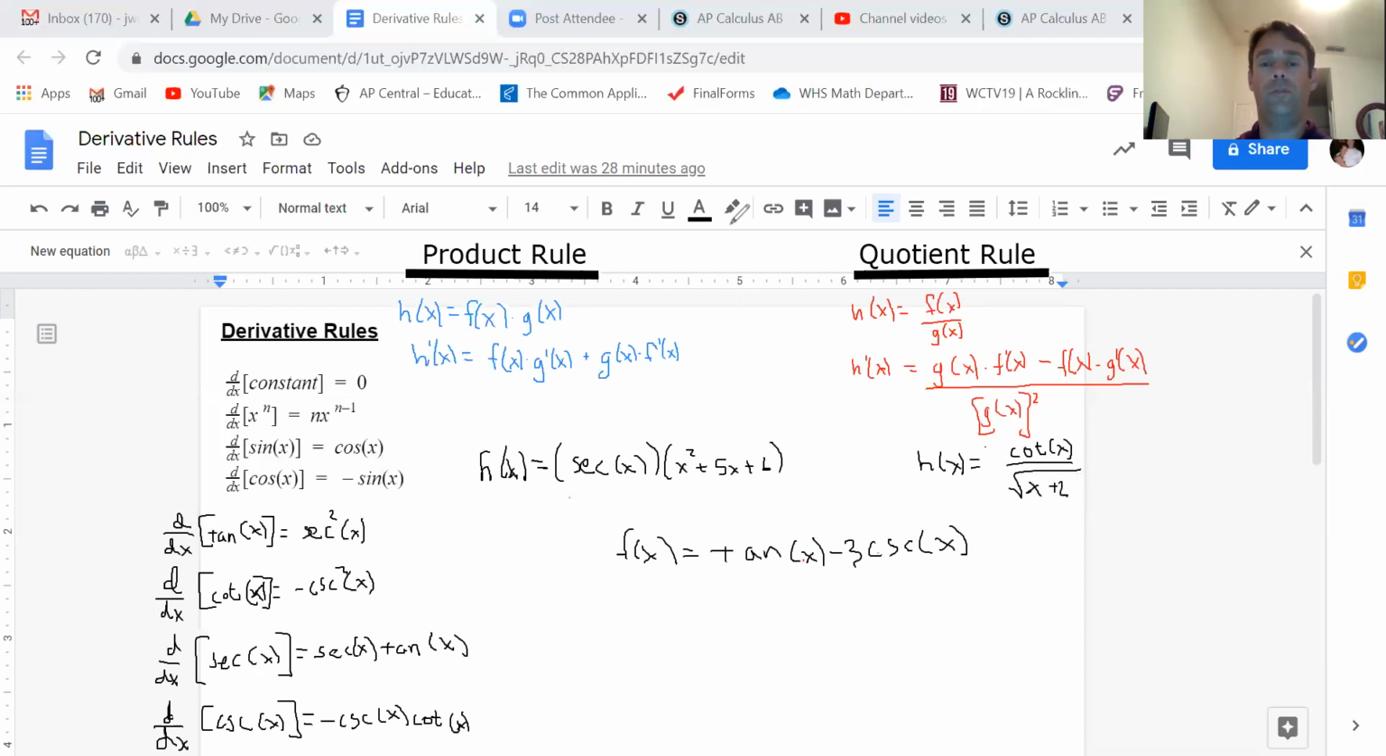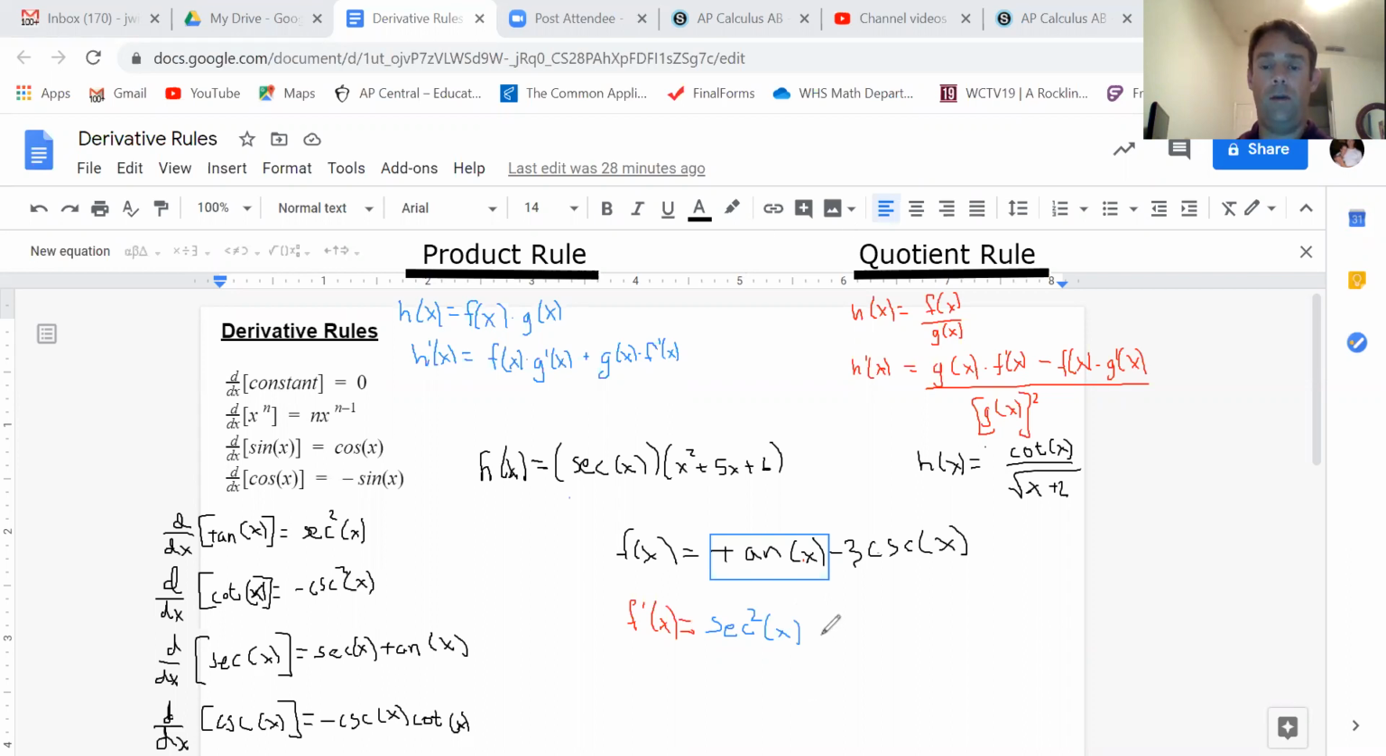All right, let's do this. So my first derivative, my derivative here, I'm looking for tangent. So tangent, I go over and I try to find where tangent is right here. That equals secant squared x. So in place of the tangent, I'm going to type in secant squared x.